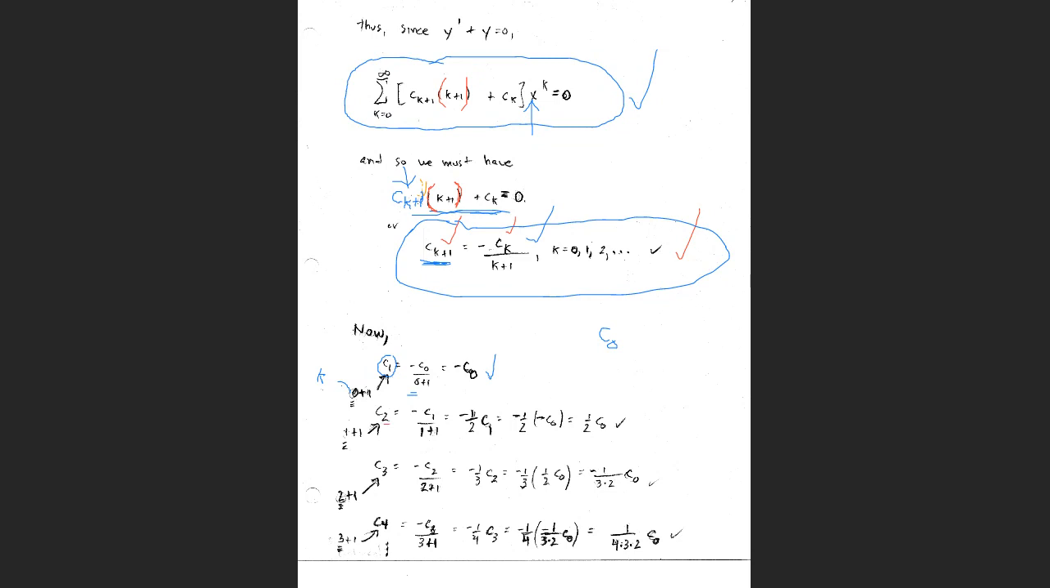C sub 2, the second coefficient. Well, since 1 plus 1 equals 2, k equals 1 there. So by this recursion relationship, c sub 2 would be negative c sub 1 over 1 plus 1, which is negative 1/2 times c1. Oh, but what's c1? c1 is negative c sub 0. So c sub 2, it turns out, is 1/2 c sub 0. Are there any questions so far?